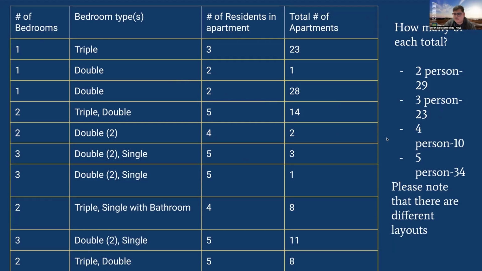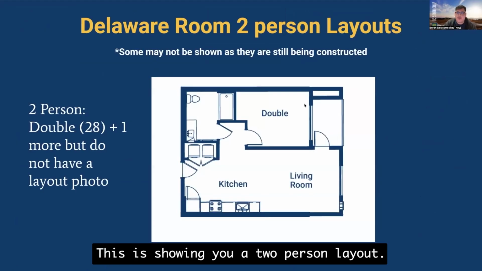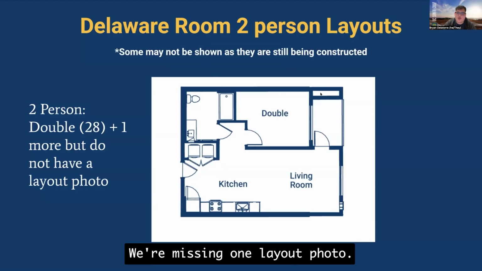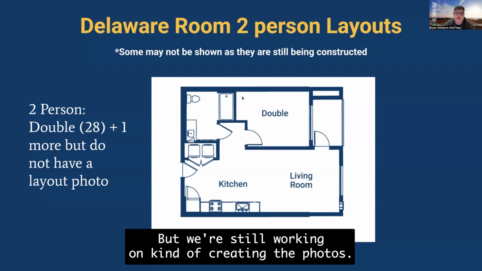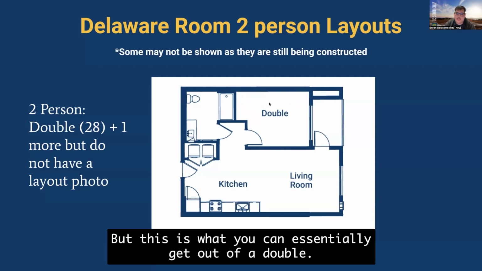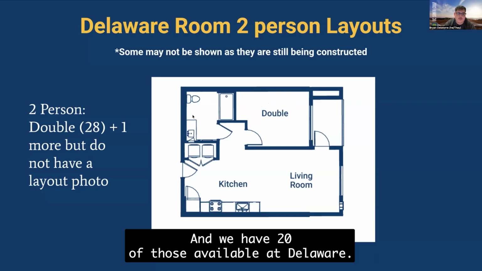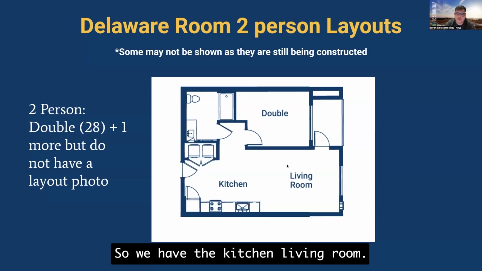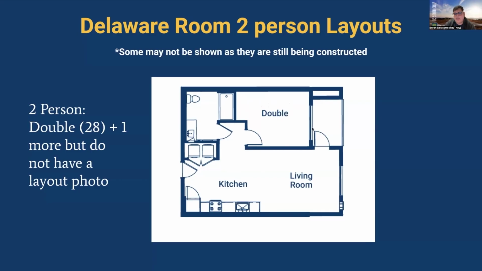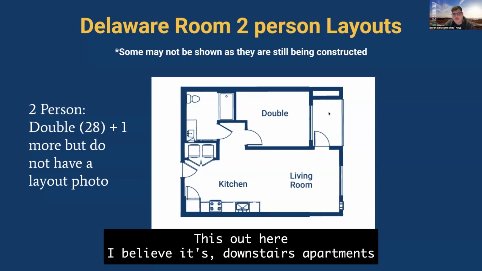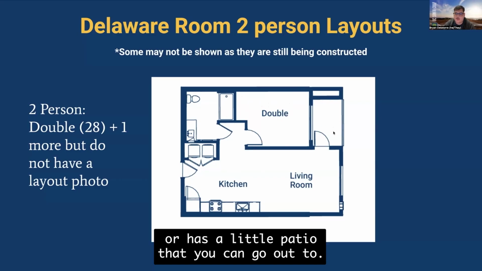So this is showing you a 2-person room layout. We're missing one layout photo. I hope it comes up soon, but we're still working on creating these photos. But this is what you can essentially get out of a double. And we have 20 of those available at Delaware. So we have the kitchen, living room, you have your washer and dryer, and then the living space itself. This out here, I believe it's a downstairs apartment, so it has a little patio that you can go out to.